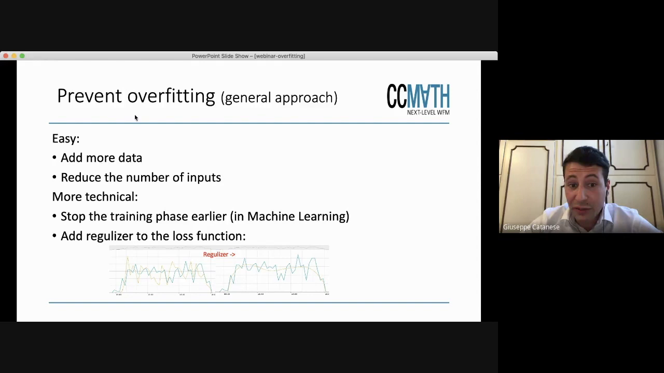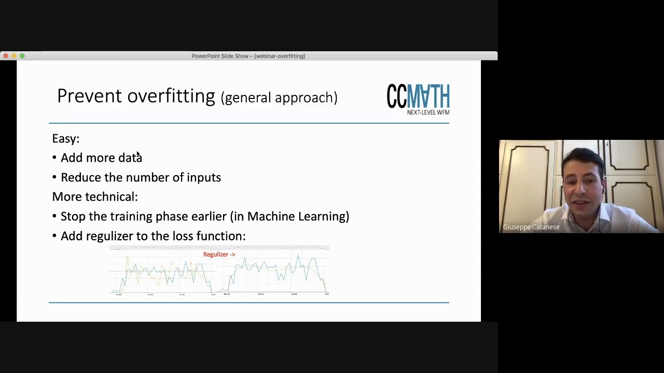Then there are ways which are more technical. People who use machine learning use a technique where they stop the training phase of their machine learning algorithm earlier than normal. It's a little bit advanced because first you have to know how to use a little bit of machine learning, but then you also don't know when to stop the algorithm.